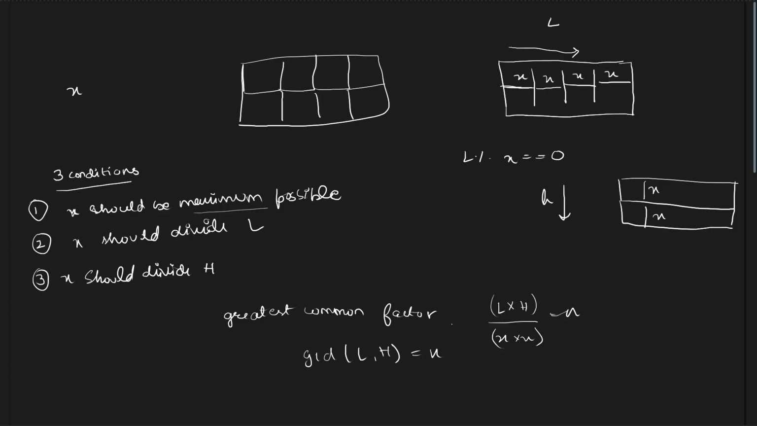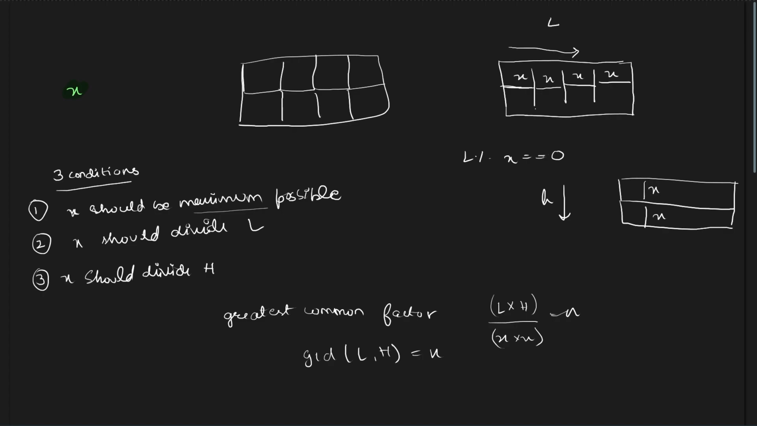Let me just quickly repeat what I just said. There are three important conditions. Let us say that x is the side of the squares that we are going to make. The first one is x should be the maximum possible, because it is mentioned in the question. x should divide L, because it is mentioned in the question that there should be no residue left after we are cutting out the squares, right? So x should divide L. Similarly, x should also divide H, right?